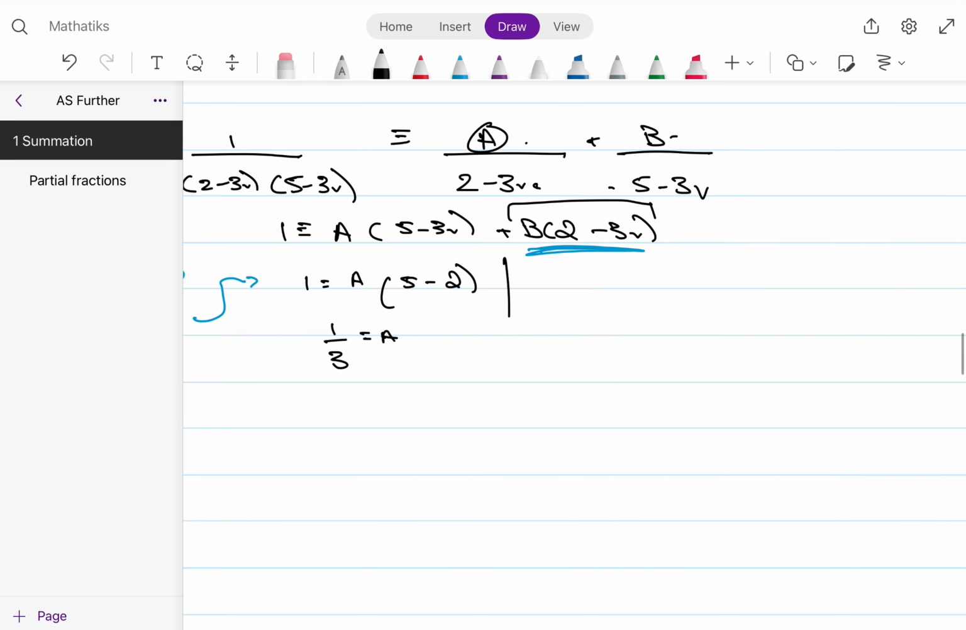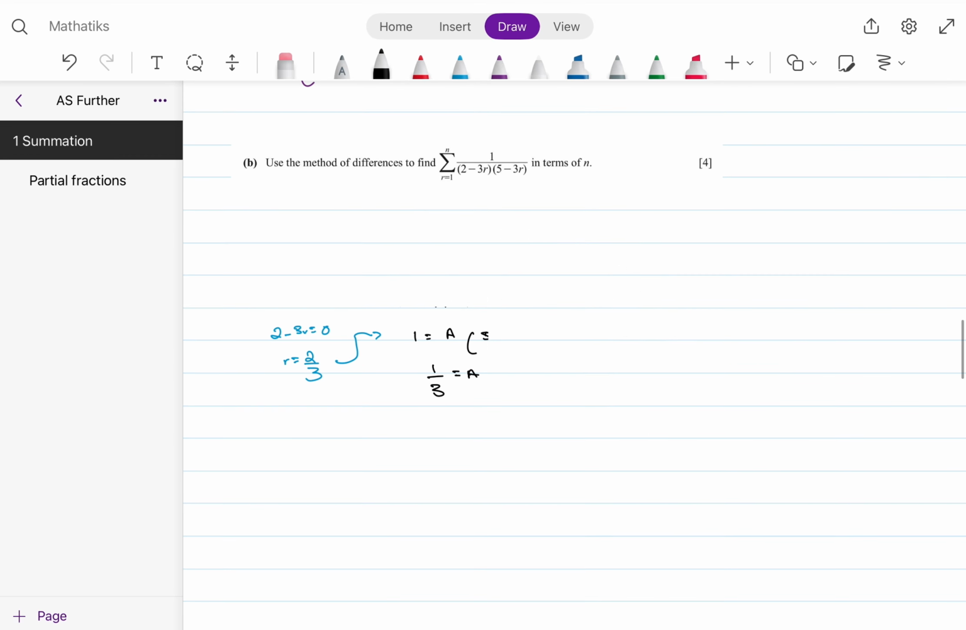We do the same thing to solve for B, where we make 5 minus 3r equal to 0, and r equals 5 upon 3. Let's substitute that in. And we got B as minus 1 upon 3.